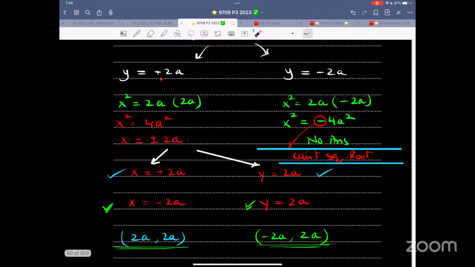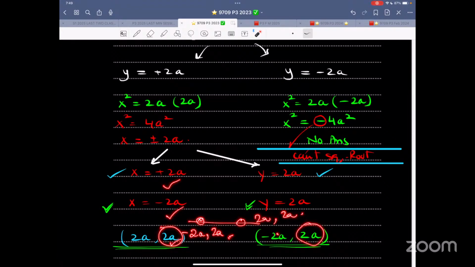So when y is 2a, x square is this thing. Therefore, x is plus minus. And then over here, when y is negative 2a, x square is negative 4a square, cannot take square root of a negative number. So now one y coordinate, 2 different x coordinates. So basically it's at the same level. Technically this is minus 2a, comma 2a. That is this point. And this is positive 2a, that is this point.